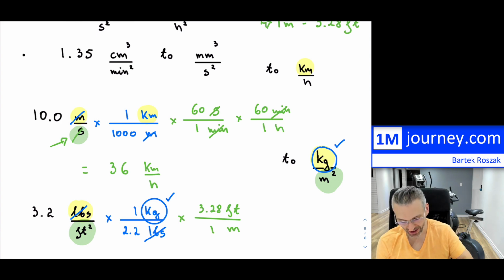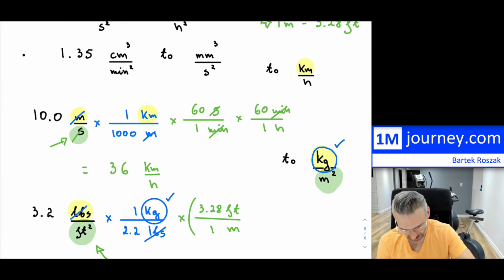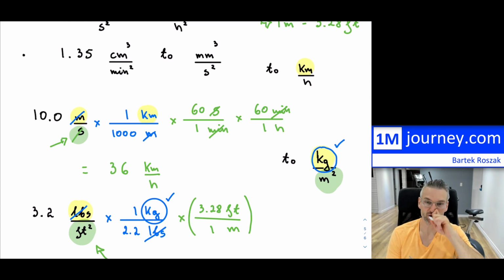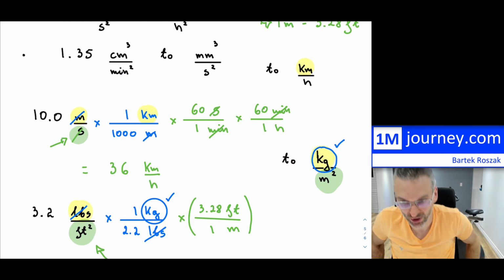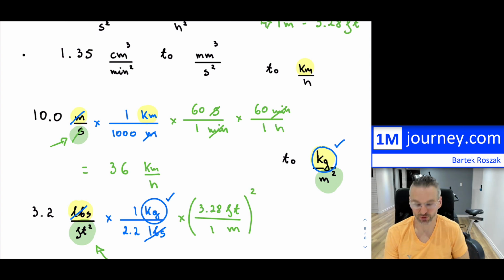So the feet. Now I can't really cancel this off, right? Because it is squared. And so from that original video, that's why I said that you should watch the first introductory unit conversion. We would square this because we do have the feet squared, or we can multiply it 2 times.